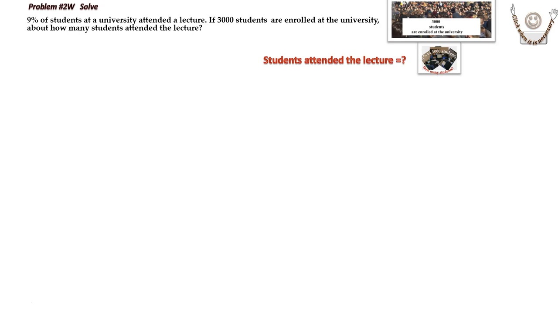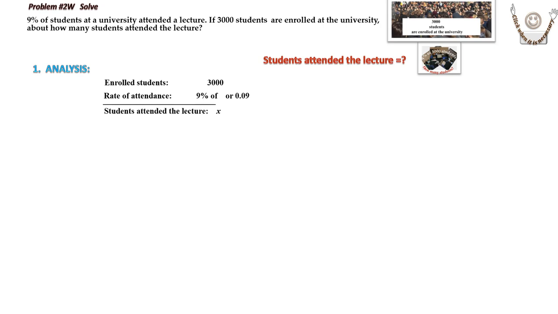Analysis. What do we know? How many students were enrolled? 3,000. And we know the rate of attendance, 9%, or in decimal notation, 0.09. And the question is, how many students attended the lecture? So we have to use variable x because this is what we are looking for. Now we are ready to write out an equation.